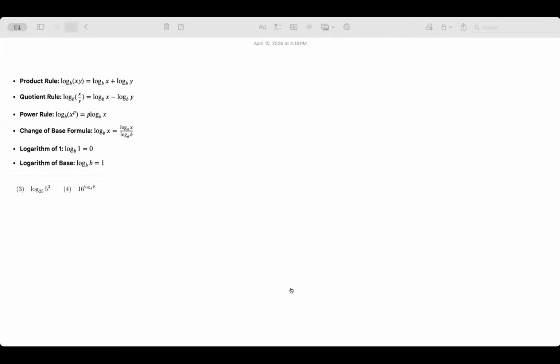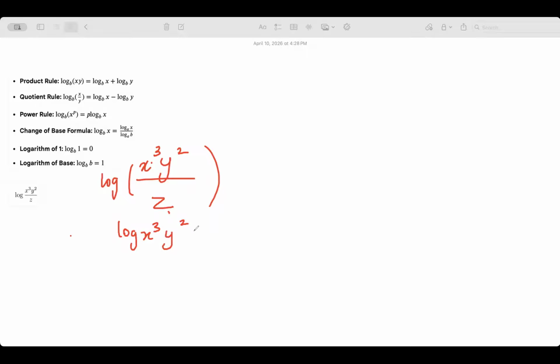How about this? Using the properties. We are going to start using the properties now. Would you be able to expand this? Let's see whether we can expand this. So here, log of x cube y square divided by z. Basically, first it's division, right? So log x cube y square minus log z. Then this is multiplication, right? Log x cube plus log y square minus log z.